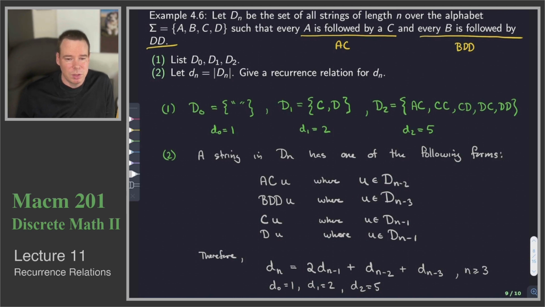But for right now, we're just getting practice with generating recurrence relations to see how they can come up in counting problems.